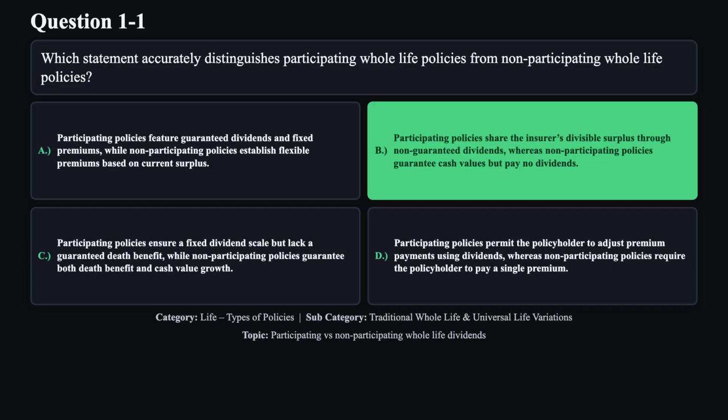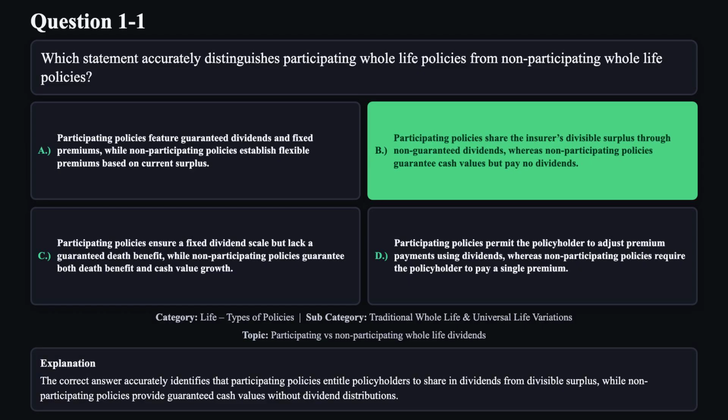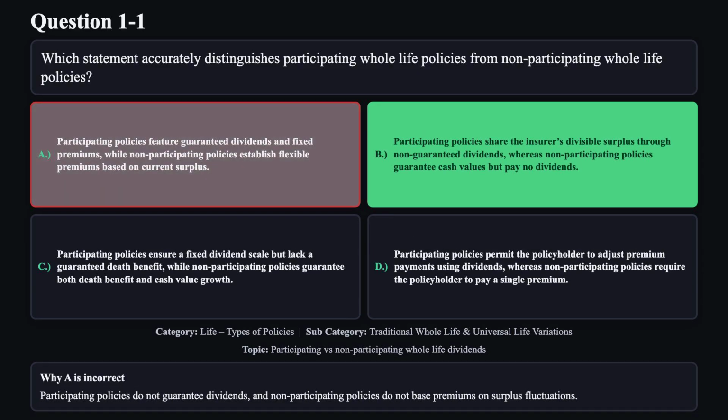The correct answer is B. The correct answer accurately identifies that participating policies entitle policyholders to share in dividends from divisible surplus, while non-participating policies provide guaranteed cash values without dividend distributions. Reason A is not correct. Participating policies do not guarantee dividends, and non-participating policies do not base premiums on surplus fluctuations.